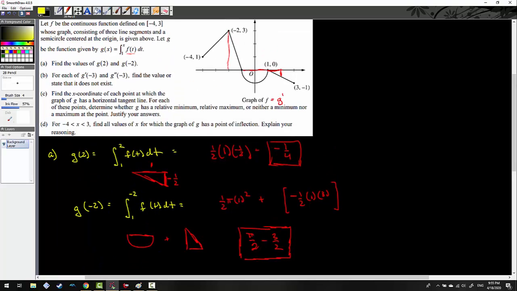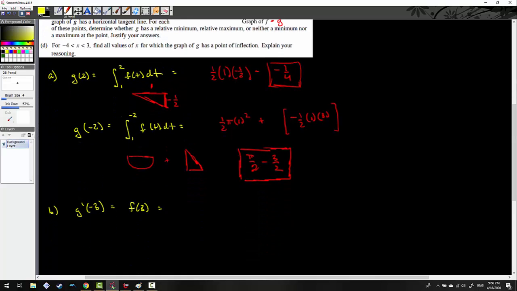Well, from here, where is g prime of -3? In other words, where is f of -3? Well, that's right there. How high is that? Well, that's 2. So I think that's a pretty slam dunk case right there. That's just going to be 2. G double prime of -3 is like saying f prime of -3, right?